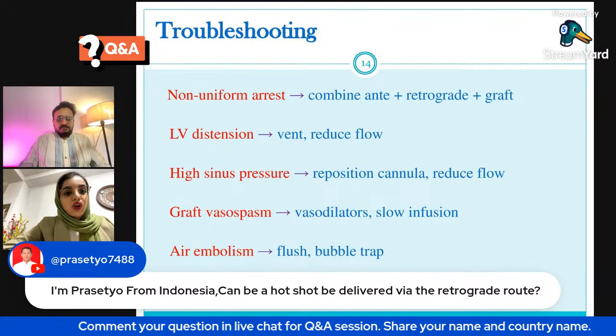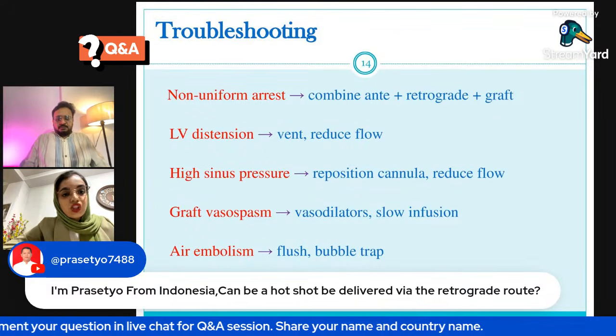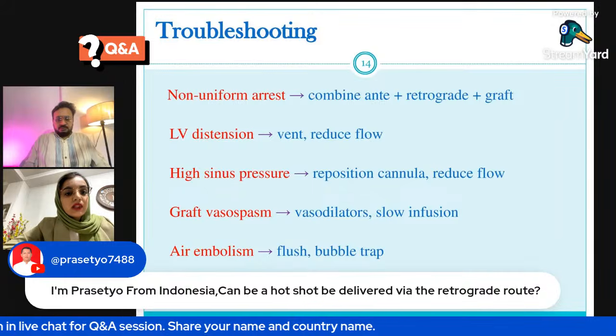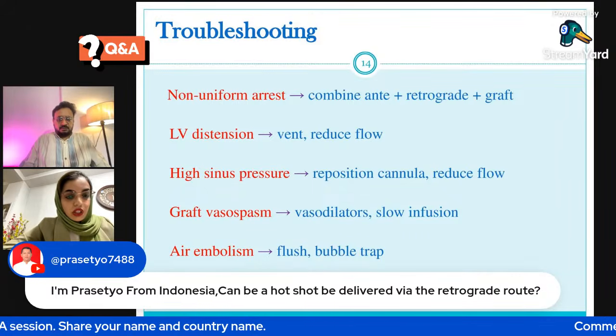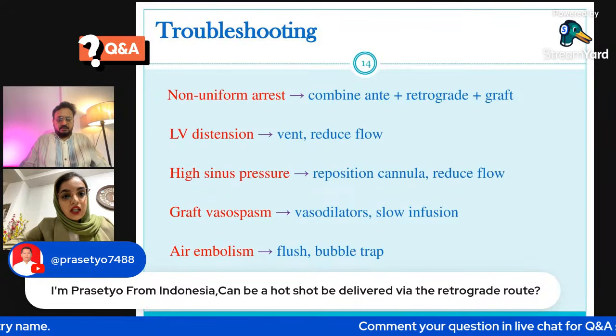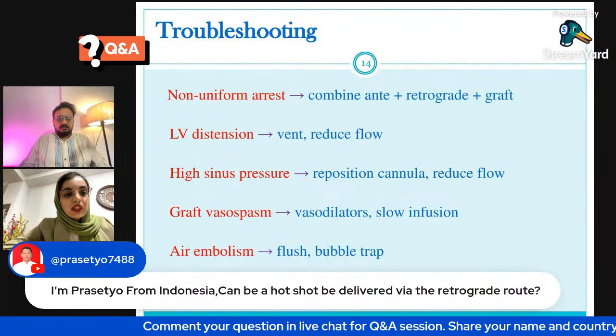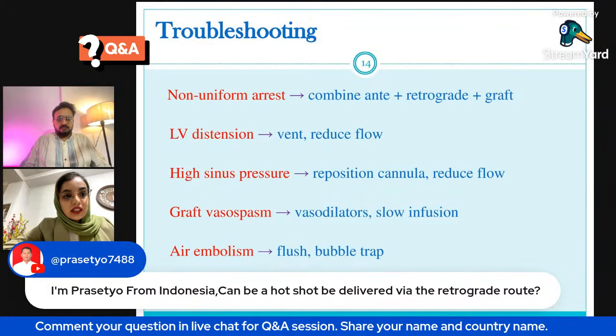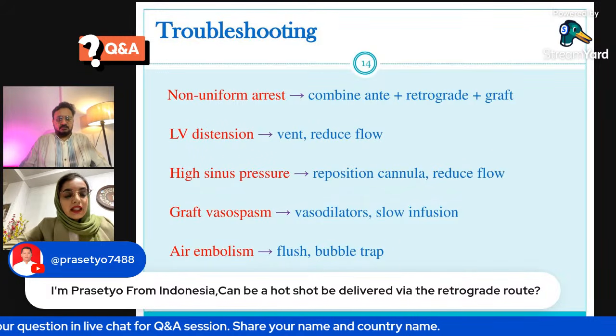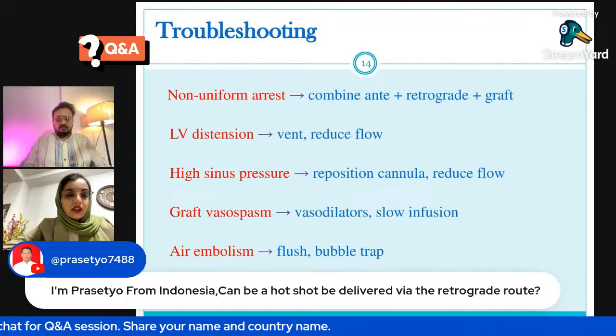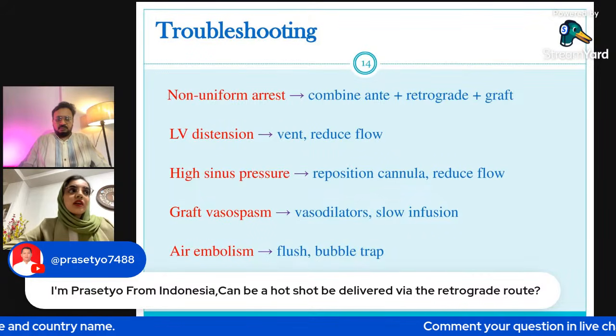I say the hotshot cannot be delivered via the retrograde route, just via antegrade and via graft. Because if you deliver hotshot via retrograde, maybe it leads to LV distension and less perfusion of the subendocardium. So you can deliver it just in the antegrade route and via graft.